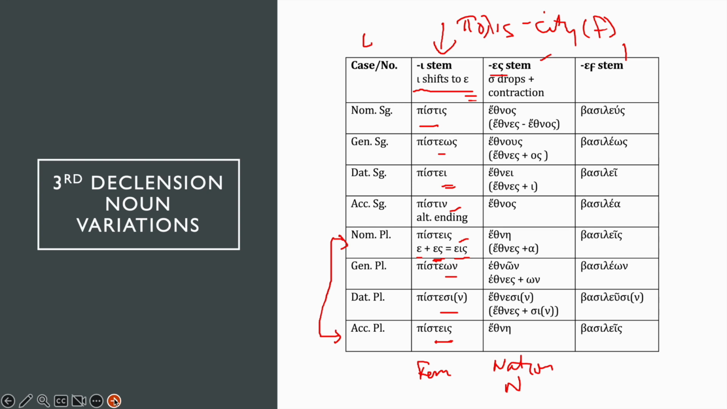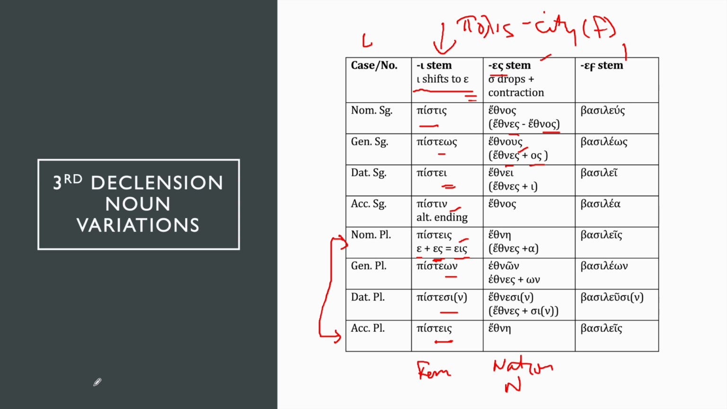In the nominative plural, you see ethne. Again, the sigma drops, the epsilon and the alpha collide. And then in the genitive plural, ethnon, the sigma drops and the omega simply takes over, knocks the epsilon out of the way. In the dative plural, the sigma drops and you get ethnesin. And finally, in the accusative plural, it's the same as the nominative plural.